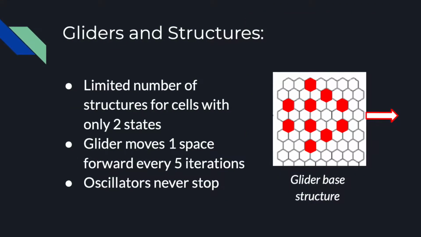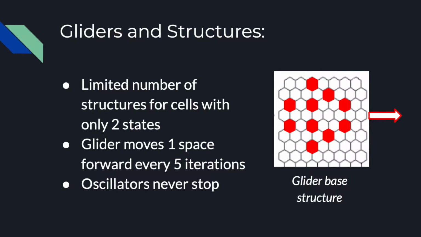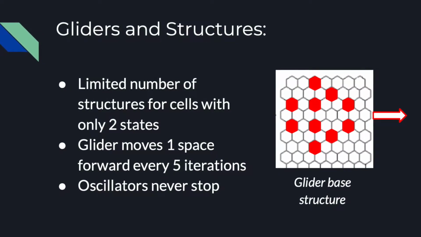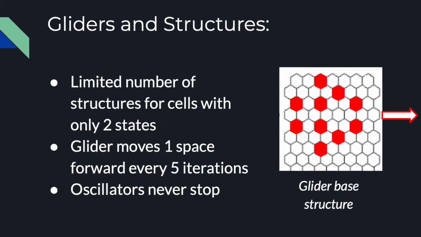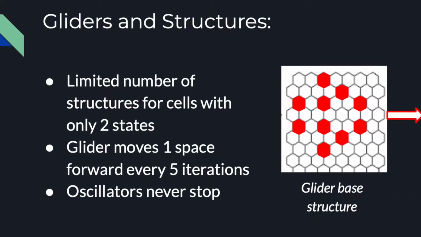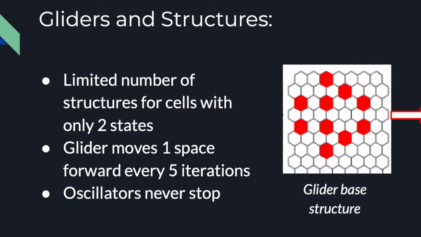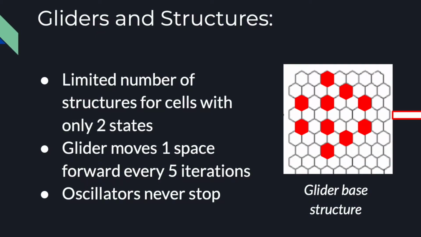While there's a limited number of structures that we can create with the hexagonal format, we did manage to create a glider that moves forward about one space every 5 iterations, and there are quite a few oscillators that we were able to create that never stop.